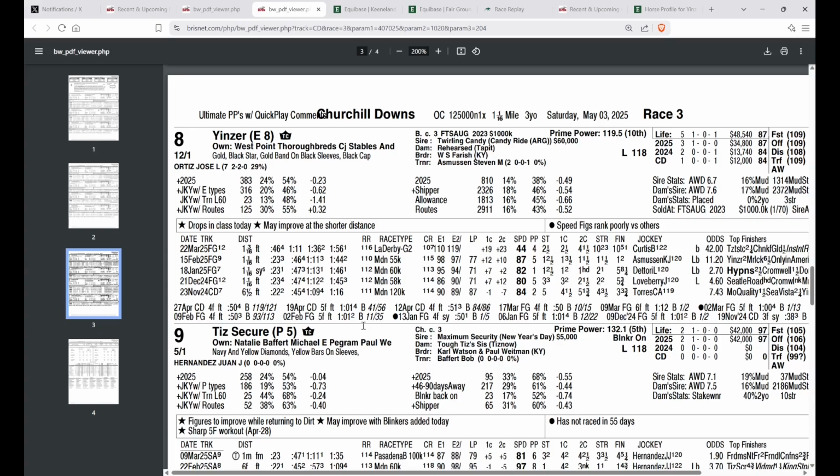And there isn't a lot of pressure on paper, although that can change. I guess I would favor Yinzer at 12-1, and maybe he could get a nice pace setup for his speedy style, and maybe he could hold on at the end. So those are my thoughts on Churchill Downs Race 3. This is more of an exercise, though, to use the BRIS numbers to figure out which horses were pace compromised. But I do like Yinzer in this race.